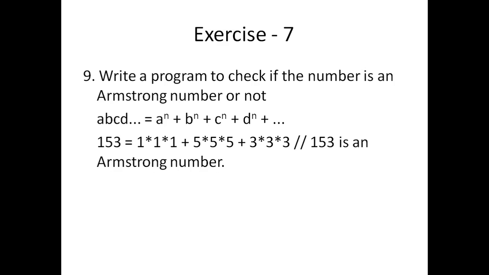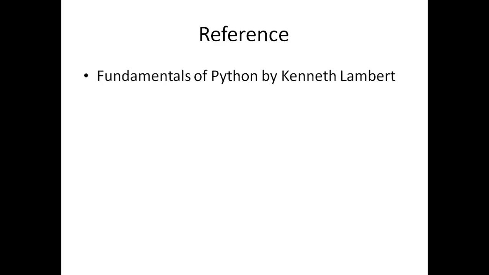You have to only find out the cube of each digit. 1 cube plus 5 cube, or 2 cube plus 5 cube plus 7 cube. Like if you are entering 257 as input, you have to check whether 2 cube plus 5 cube plus 7 cube is equal to 257. So this is the exercise. So this is a reference book. Thank you.